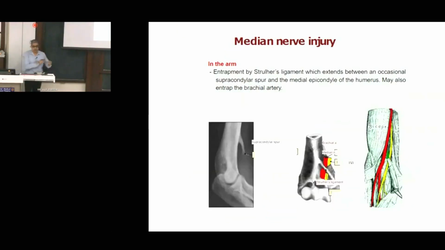One of them is Struthers ligament, which goes from the supracondylar process to the medial epicondyle, forming an arch. This ligament will compress the median nerve. Sometimes the brachial artery is also compressed. So this ligament, Struthers ligament, causes the compression. What will happen? All the forearm muscles are paralyzed. How do you test?